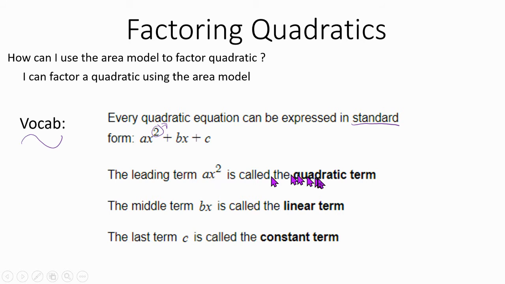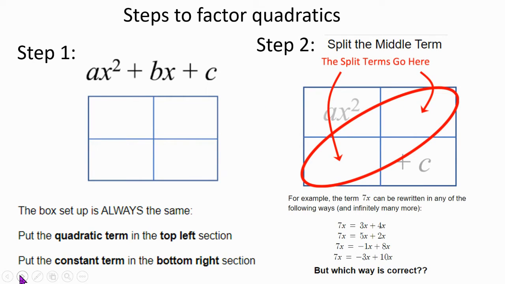And so the ax squared is called the quadratic term because it has that power 2. The bx is called the linear term because it has a power 1. And the c is a constant because it does not actually have a variable. All right, moving right along. Here are the steps to factoring quadratics.